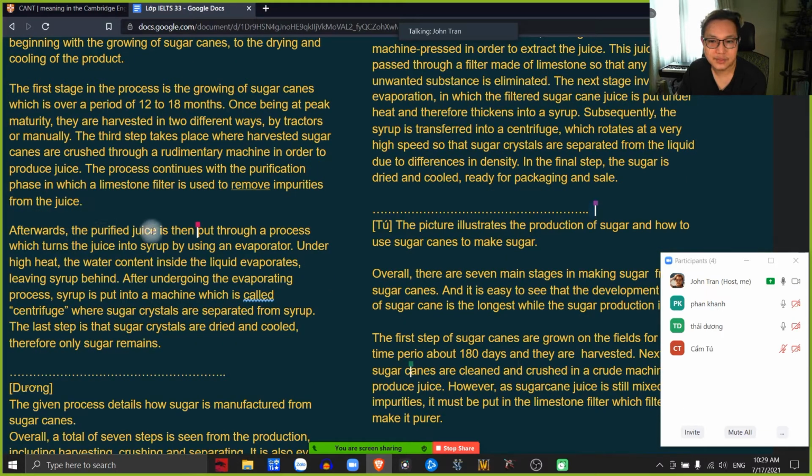Afterwards, the purified juice, okay, very good, you use the adjective form, very good, of impure. The purified juice is then put through a process.